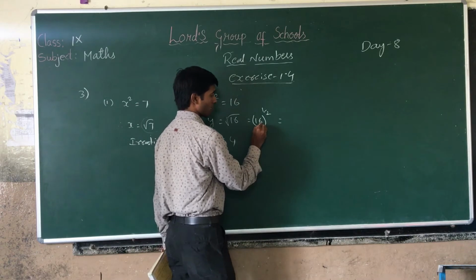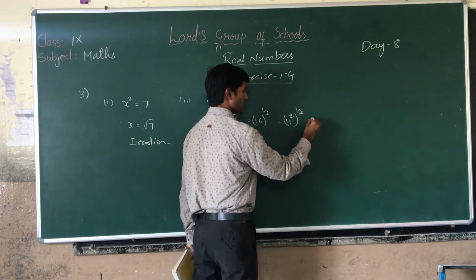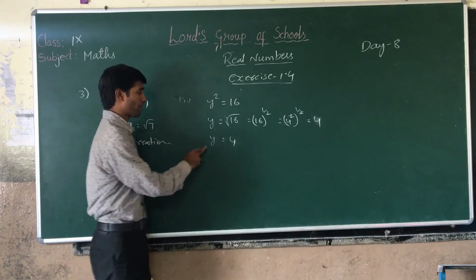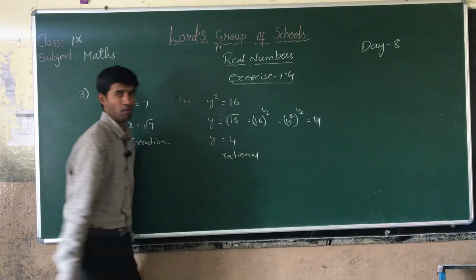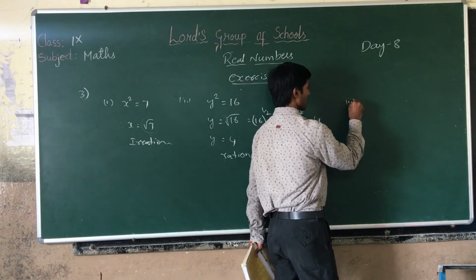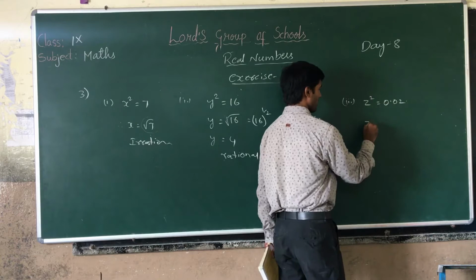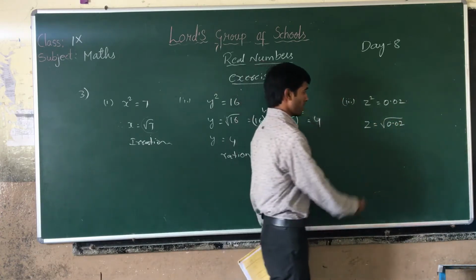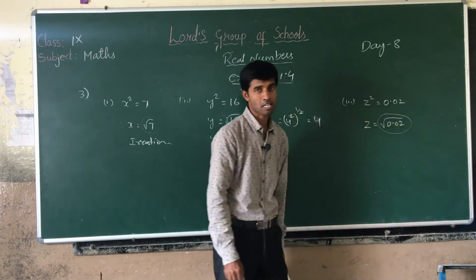Now 16 can be written as 4 square whole power 1 by 2. So the 2 gets cancelled and you get 4. Like this, the y value we got is 4. So 4 is a rational number. Now similarly, they have given the third one. The third one is z square is equal to 0.02. Now send the square to the other side. z is equal to square root of 0.02. Now we cannot find the square root of 0.02, so this number will become an irrational number.